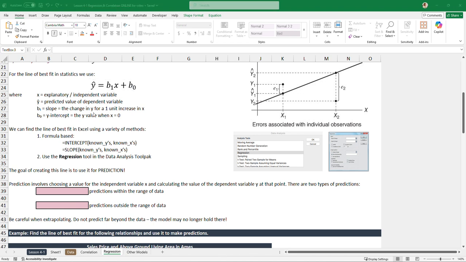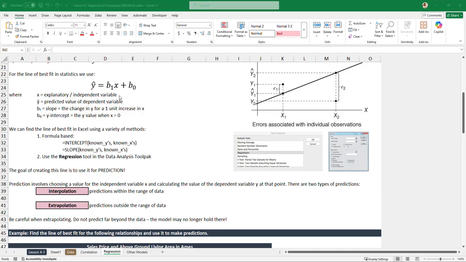There are two different types of predictions we're going to talk about. Interpolation is predictions that are within the range of data, and extrapolation is predictions outside of the range of data. We're going to talk about both, but you need to be very careful when extrapolating because sometimes the model doesn't hold outside of your data range.